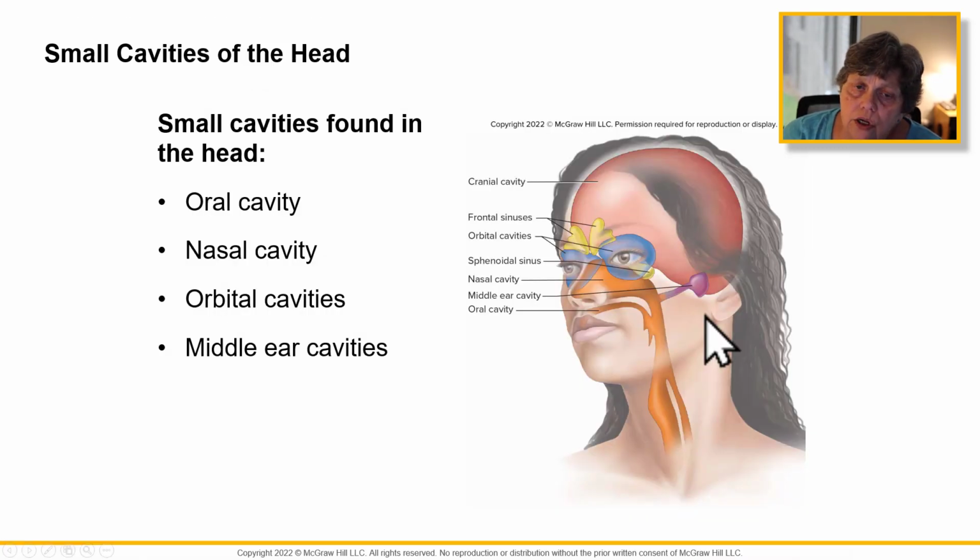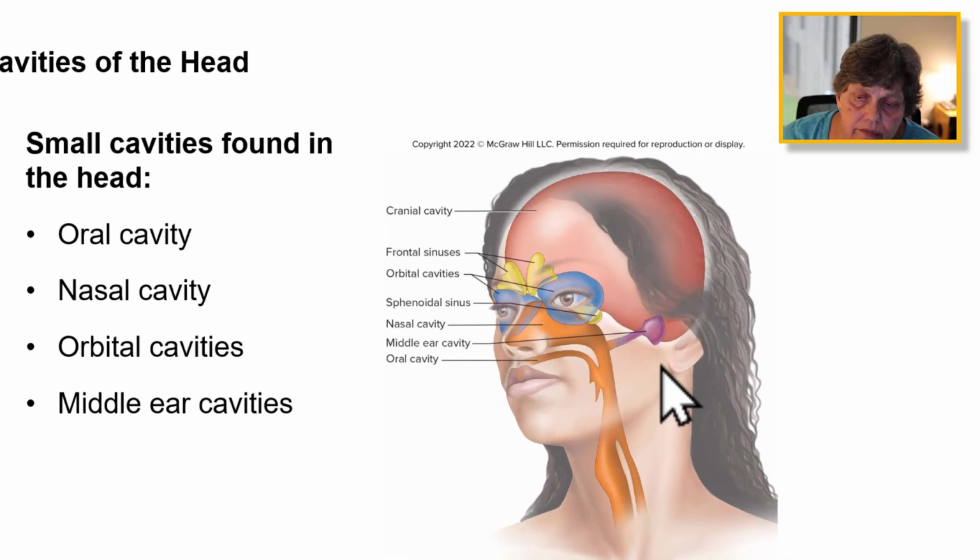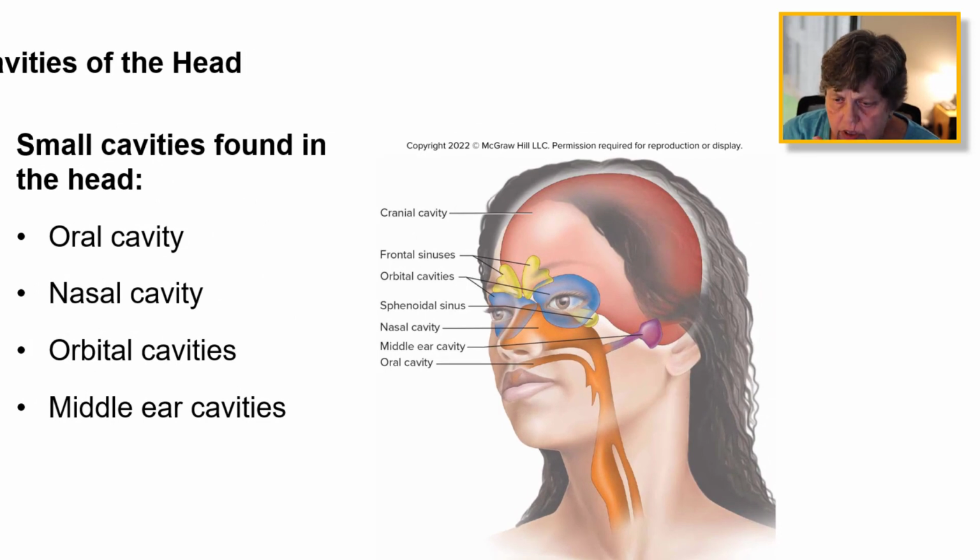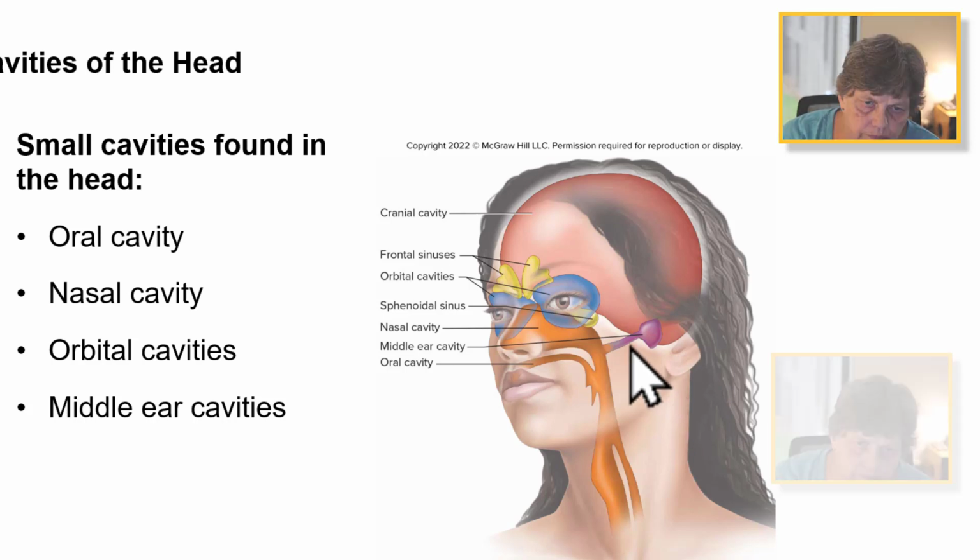All right, so looking at the head itself, you have several cavities within that cranial area. You have the oral cavity, which contains the mouth, the nasal cavity, the nose, the orbital cavities, the eyes, and a middle ear cavity, which obviously contains the ear.